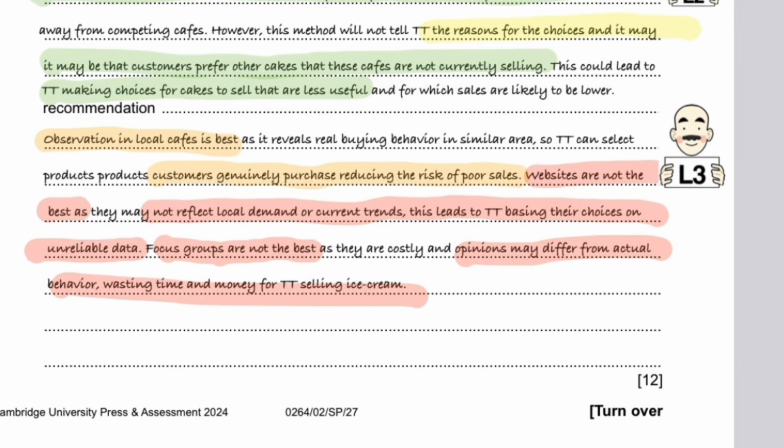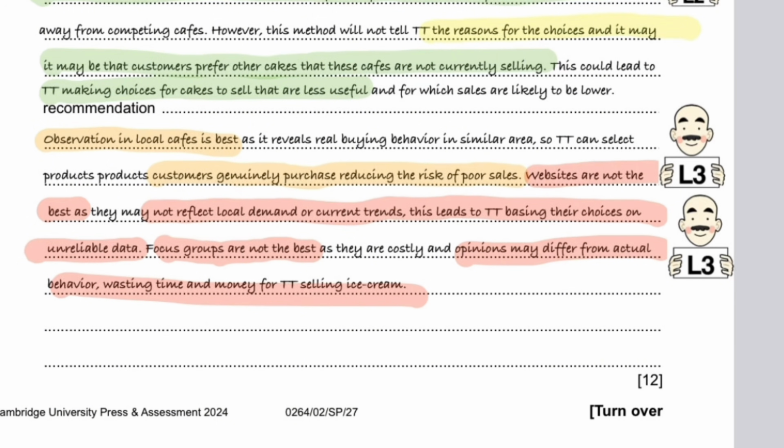Websites are not the best as they may not reflect real local demand or current trends, and this leads to TT basing their choices on unreliable data. For websites, I have identified why they are not the best, and I've explained the impact of this, as they are basing their decisions on unreliable data. This gives me the second level 3 point.